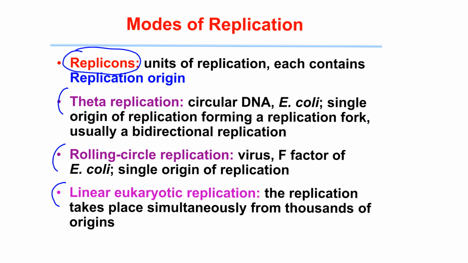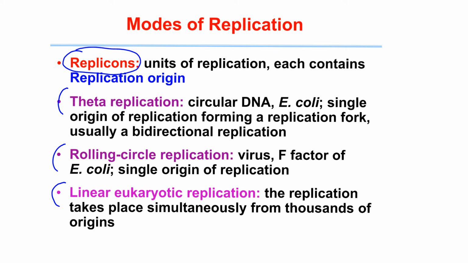It has a bidirectional mode and it forms two replication forks. Rolling circle replication you can find in plasmids. You remember in bacteria you have plasmids, independent DNA which replicates by rolling circle replication, and also in some viruses you can find this mode of replication. And of course linear eukaryotic replication is found in eukaryotic organisms, and it's very similar to theta replication, with the difference that theta has only one chromosome, one replicon, while in linear eukaryotic replication we have hundreds and thousands of origins of replication, meaning replicons as well.